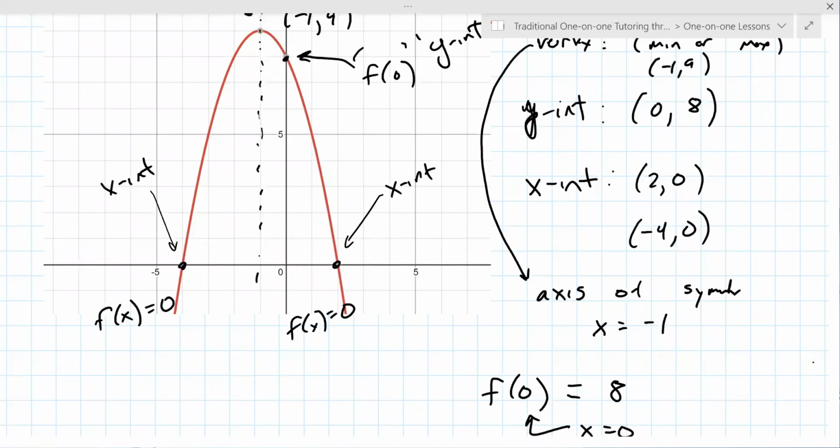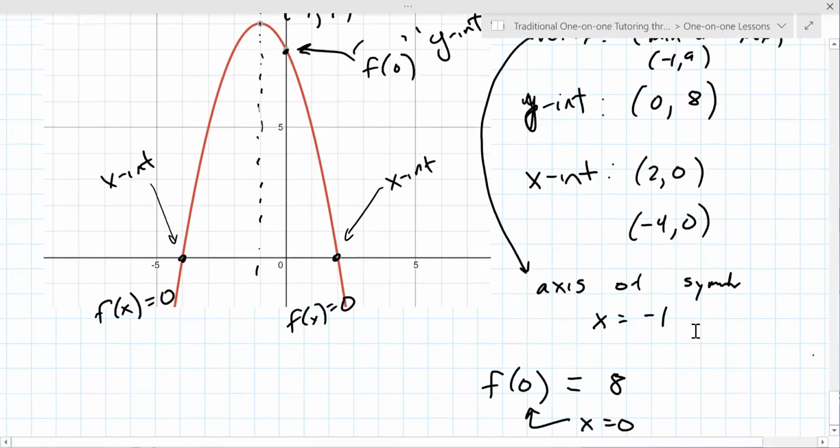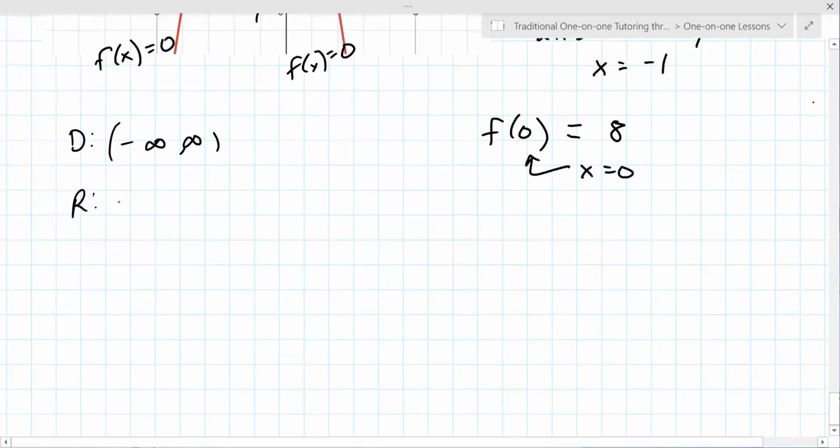So then what do you do next? I think that's it for this. We can do domain and range. So the domain is always all real numbers. And the range depends on whether it opens up or down. It's x such that x is an element of the real numbers, that's it. So that's everything.